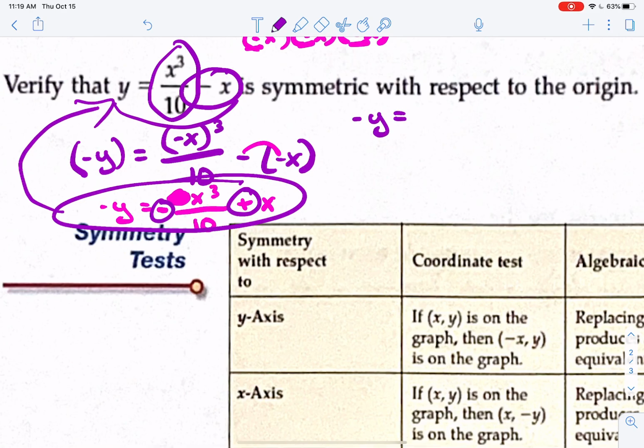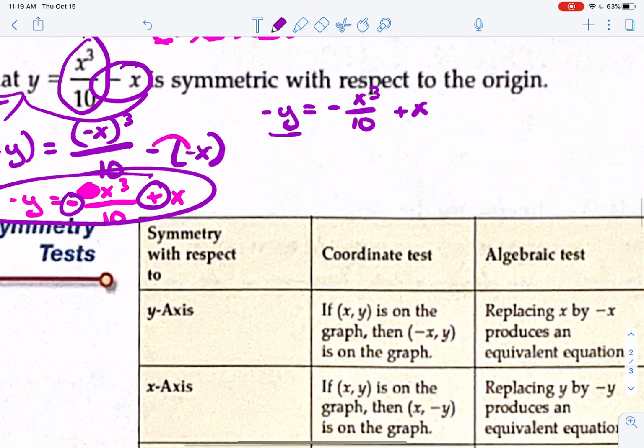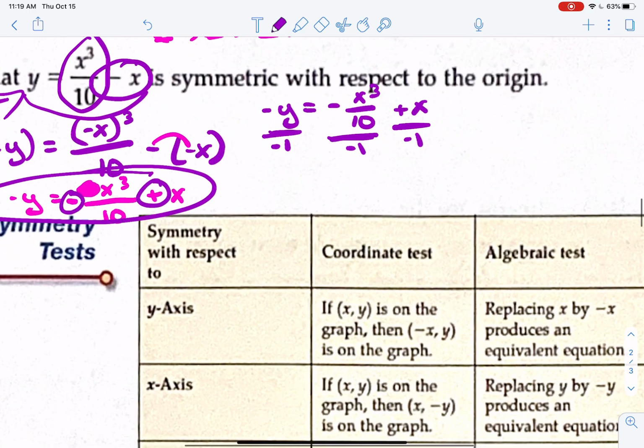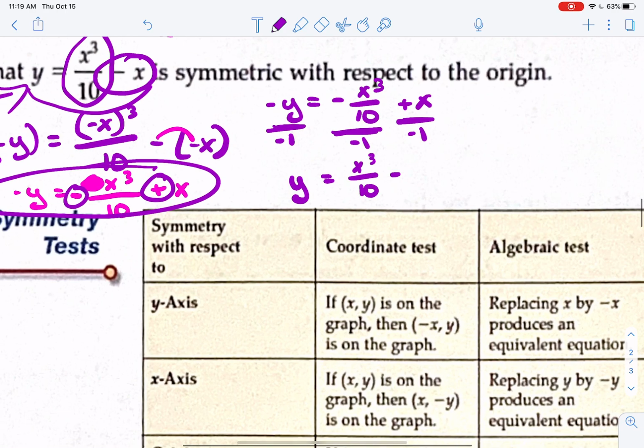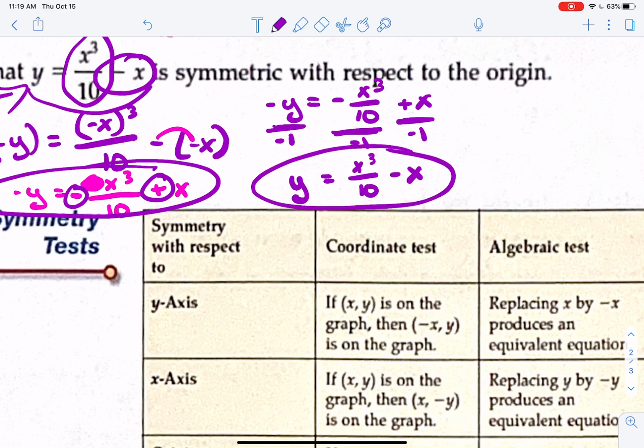Negative y equals negative x to the third over 10, plus x. I'll just make this a little less messy. What I can do is these three pieces right here, if I divide by a negative 1 on everything, that will flip this y back to just y. This negative x to the third over 10, if I divide that by negative 1, that will switch it back to positive x to the third over 10. And this x over negative 1 will become negative x. That's what he will look like. And because I divided by negative 1 to all of the pieces, it is legal.